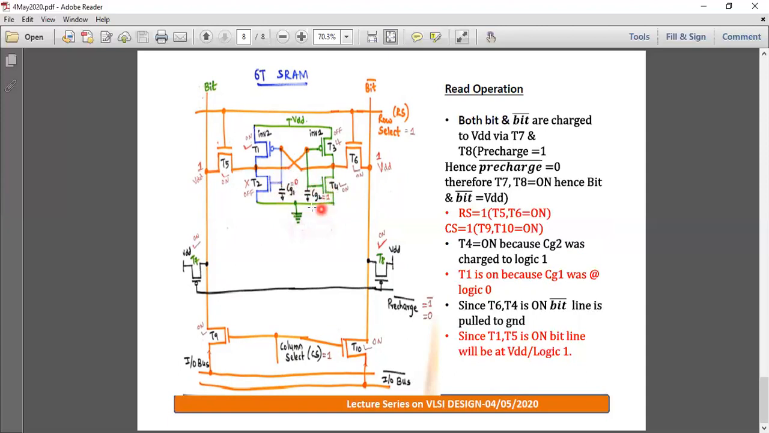Since CG2, that is gate capacitance of inverter 1, is connected to gate of T3 and gate of T4, CG2 value is 1, so T4 is on, T3 is off because it is PMOS. CG1 is 0, which is connected to gate of T1, gate of T2. CG1 is 0, so T2 is off, T1 is on.